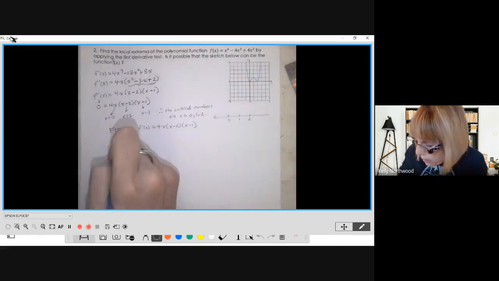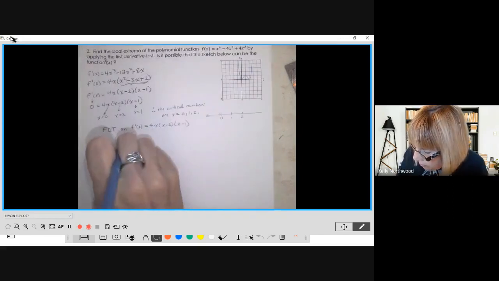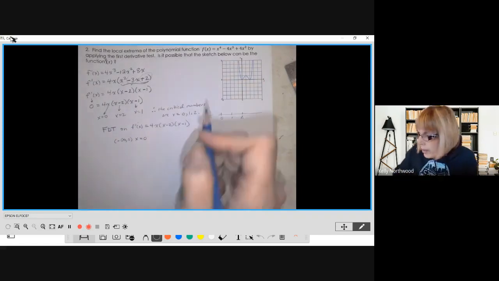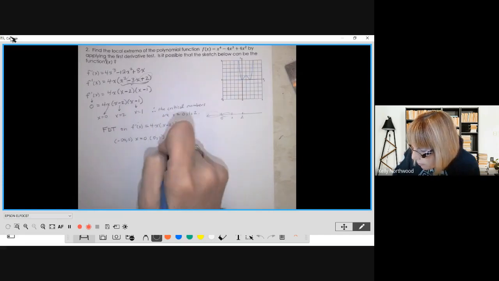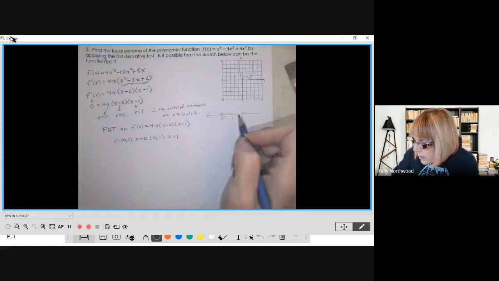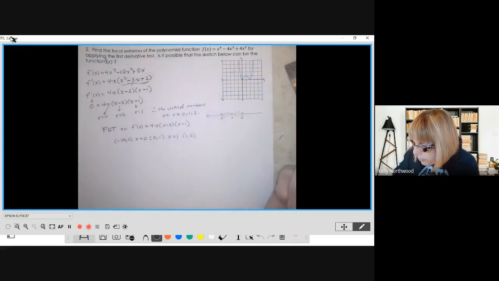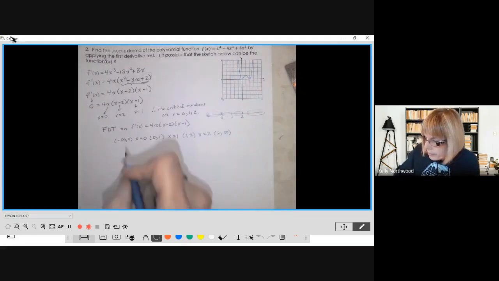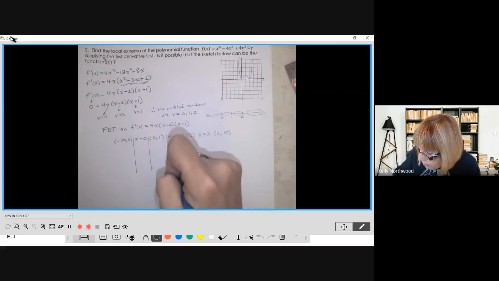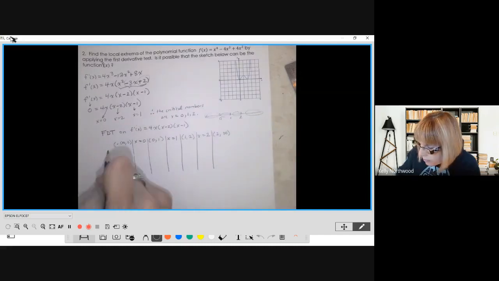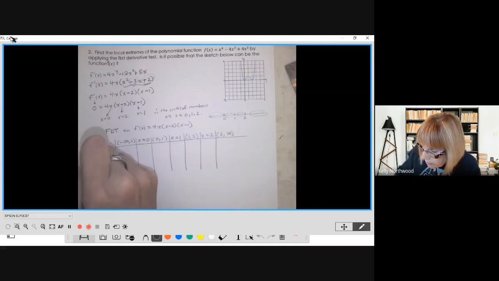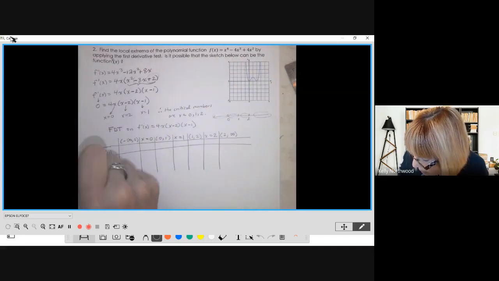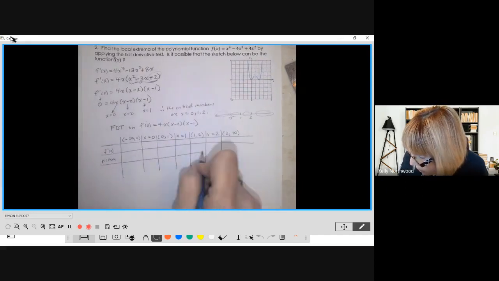Okay, so our first interval is going to be negative infinity up to 0, and then x equals 0. Our second interval is going to be between 0 and 1. Our next interval is going to be between 1 and 2. And our last interval is going to be between 2 and infinity. And we want to know the sign of f prime at x, a representative picture, and a conclusion.